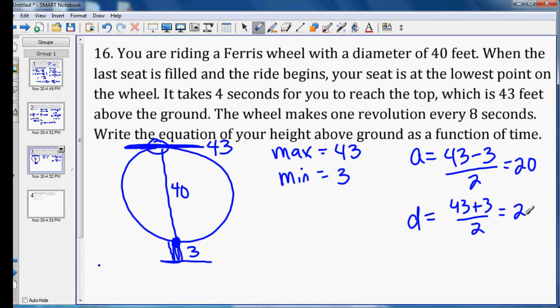Okay, hopefully it's back to normal now. Okay, so we found our A and our D. Now let's talk about B. B is found by doing 2 pi over the period.